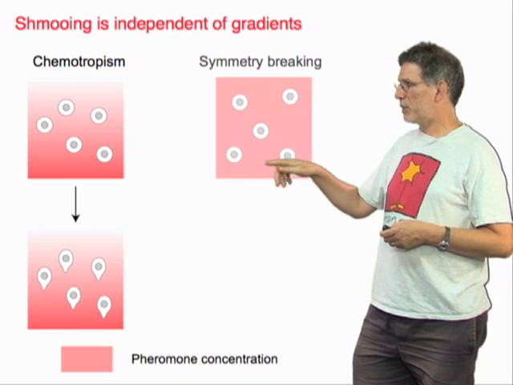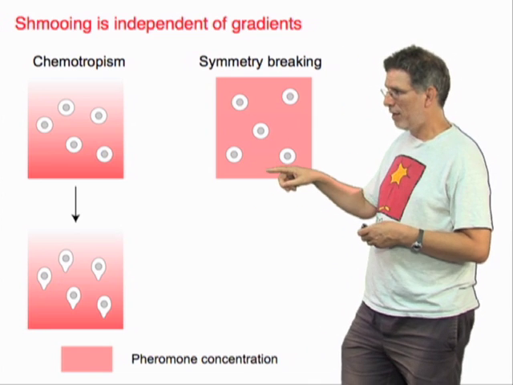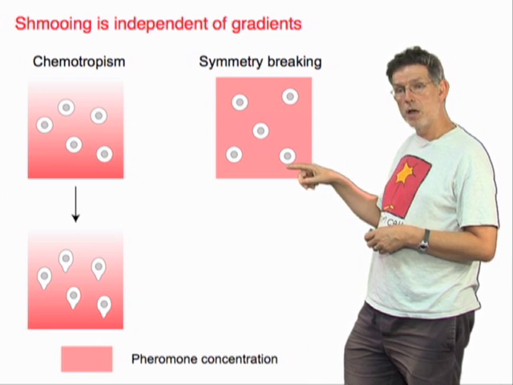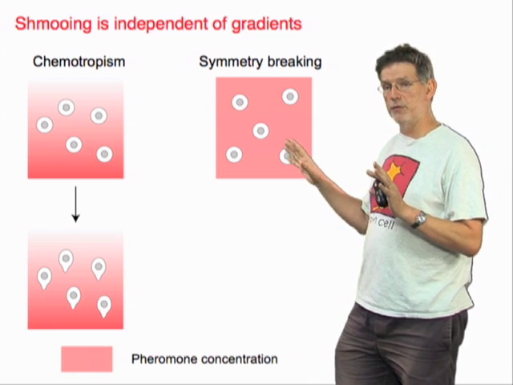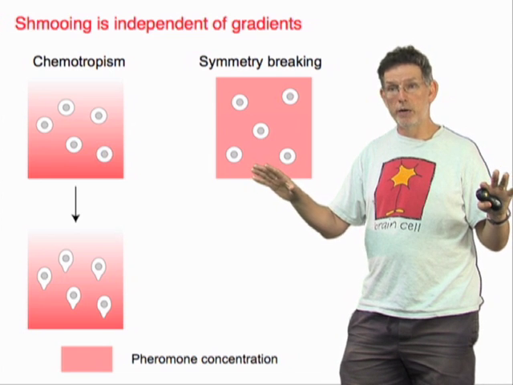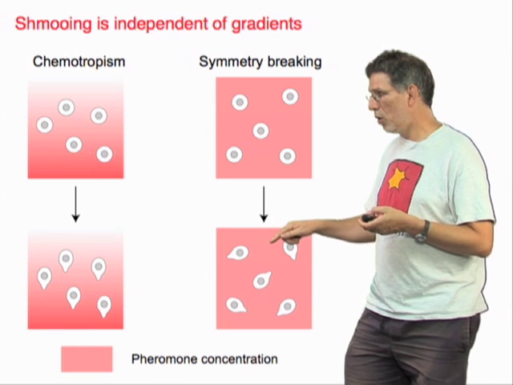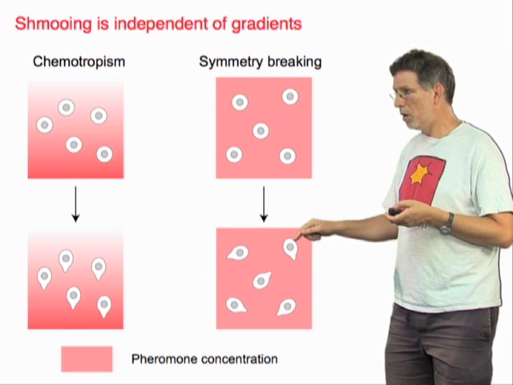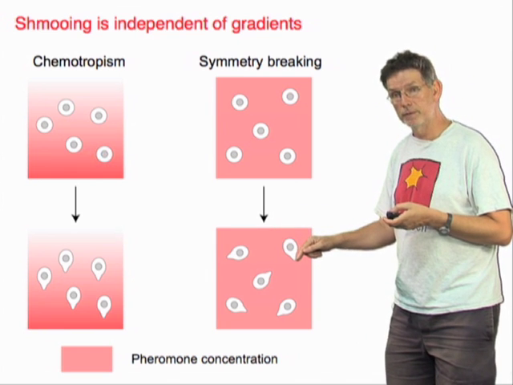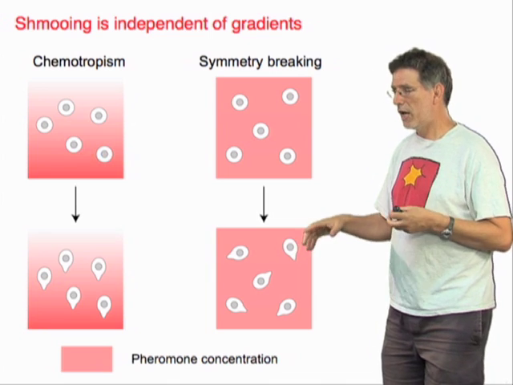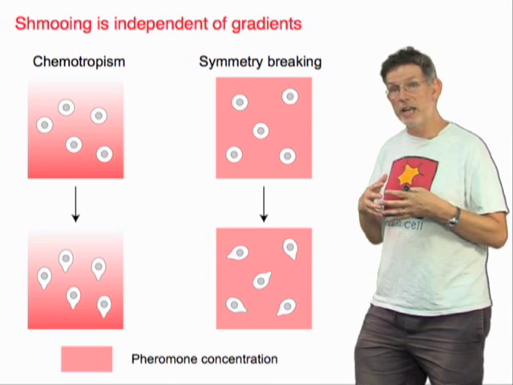But what happens if instead of making a gradient, we take another cartoon 5 cells and we put them in a uniform concentration of pheromones? So the pheromone concentration is the same everywhere. What happens is these cells don't just keep getting bigger and bigger. All of a sudden, they too make little shmoo tips, but they do it in random directions. And this phenomenon of symmetry breaking happens again and again in biology.